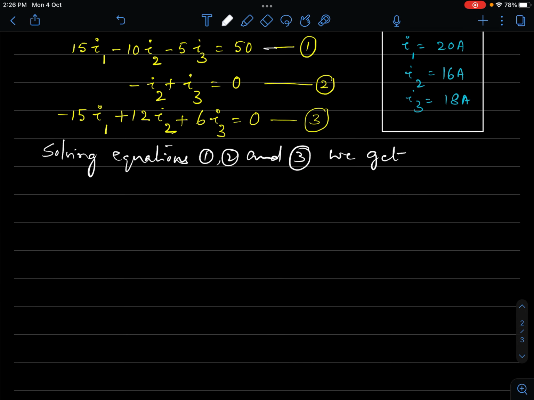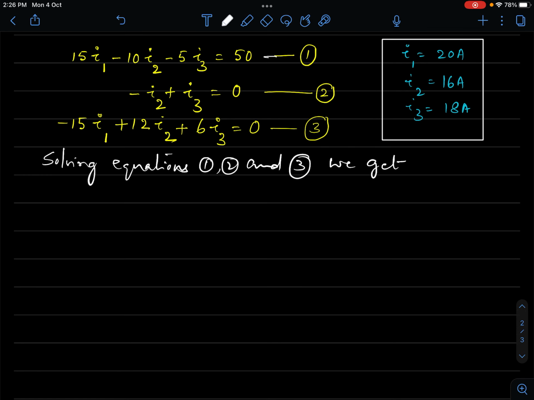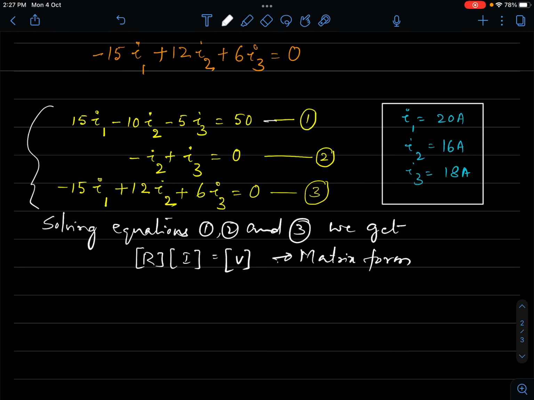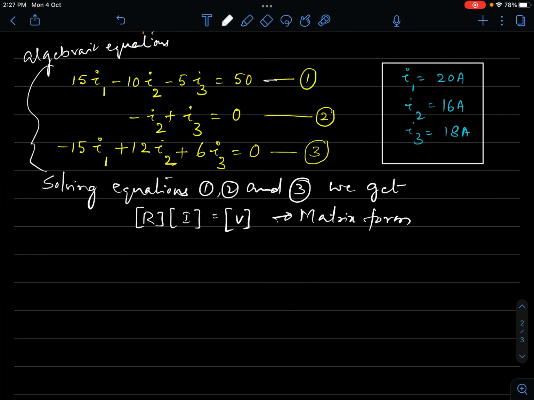You can write these equations in what we call as vector matrix form. How do we do that? We will write the resistance matrix or impedance matrix. It is something like this. R into I equal to V. This is in matrix form. This is what we call as matrix form. This is your algebraic nature. These are your algebraic equations. Okay, so you can put it in matrix form also.